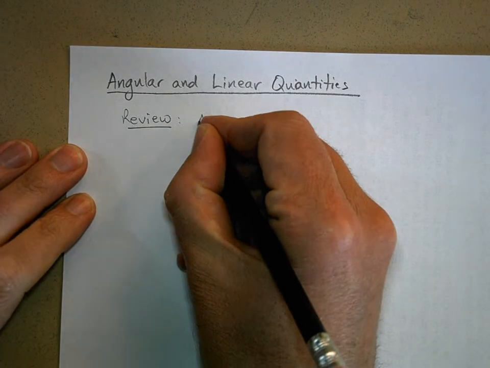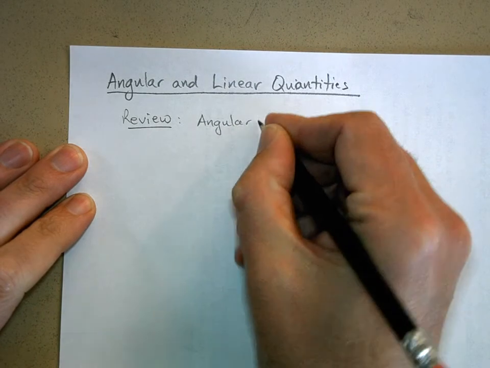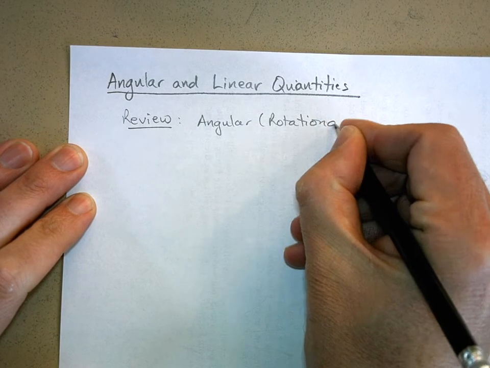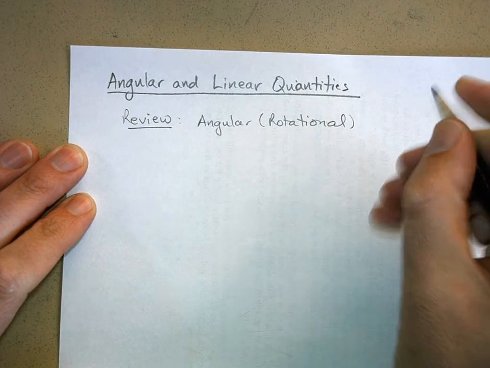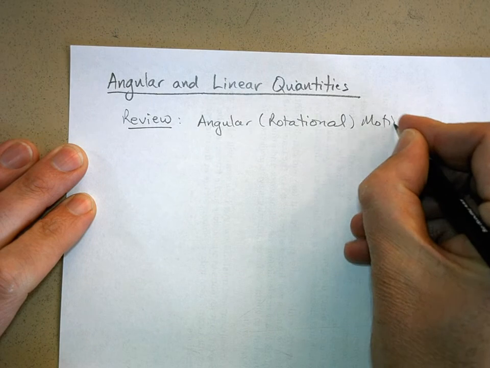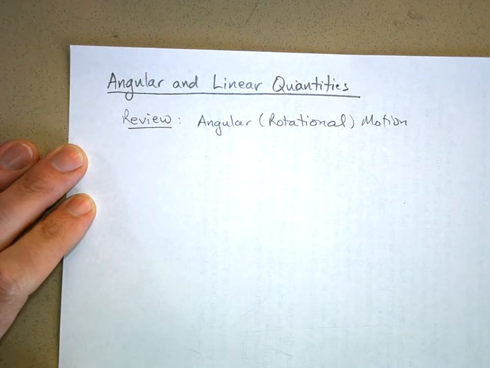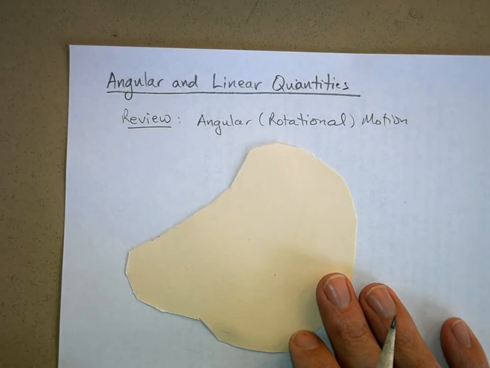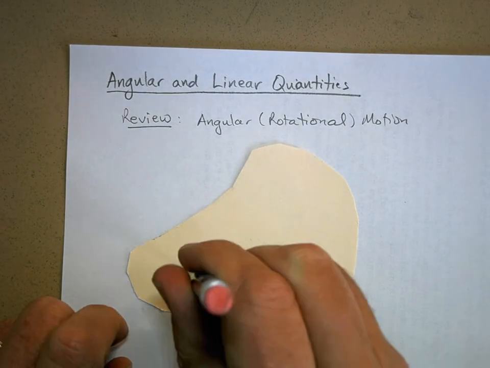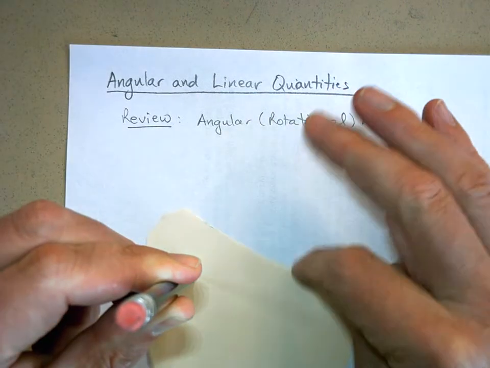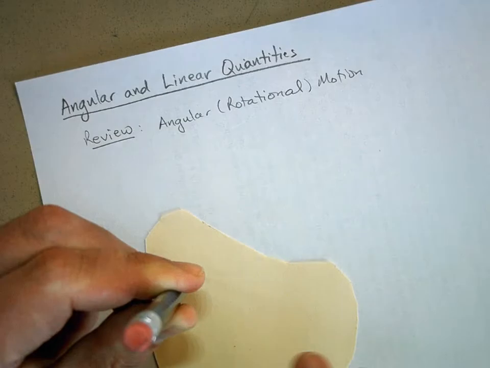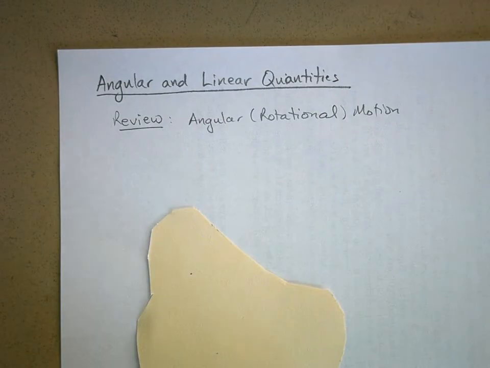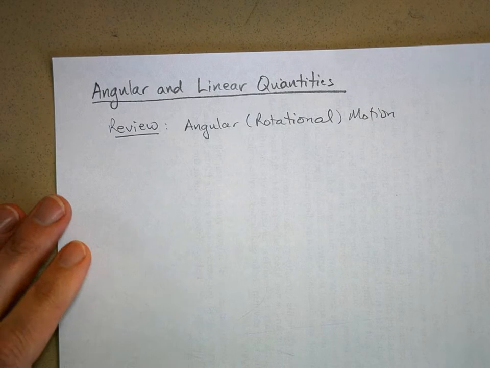So let's talk about the angular or rotational motion, and we seem to use those two words interchangeably, angular and rotational motion. If I've got an arbitrary blobby shape like this, it might rotate around a certain axis like this. If I hold it down like this, the whole paper can rotate. But we're going to talk about rotational motion, things that spin.